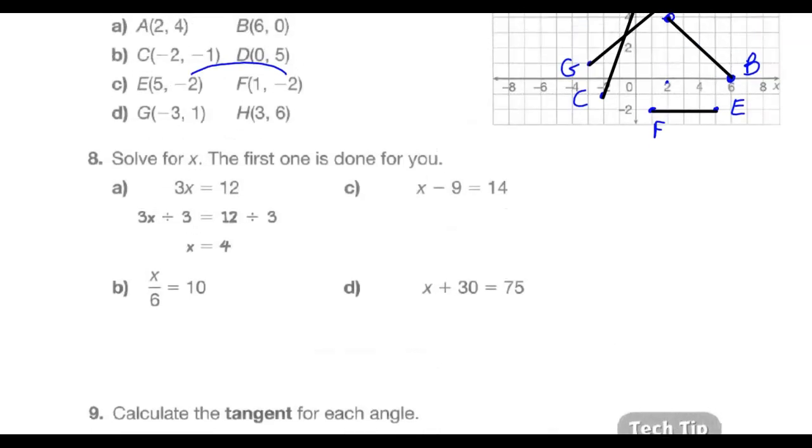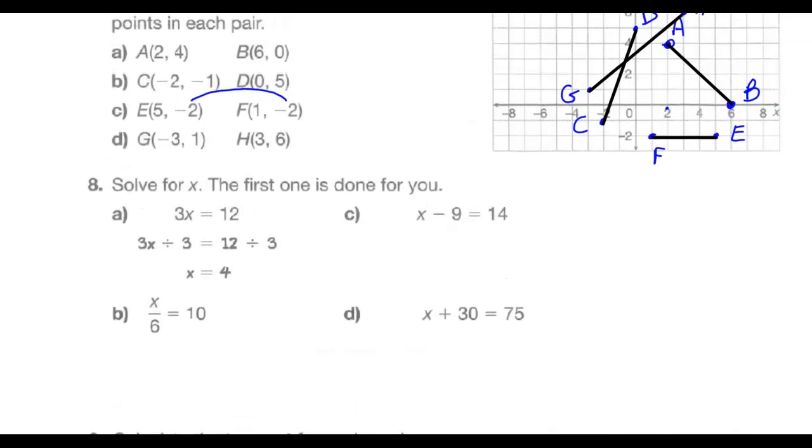All right, so next is solving some equations. Okay, so remember, to solve an equation, you do the opposite order of operations. So this equation was built by taking x, multiplying by 3, and getting 12. So to work backwards, we want to divide by 3. So 12 divided by 3 is 4.